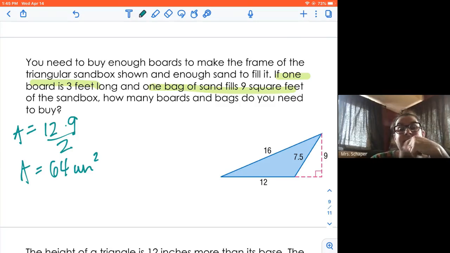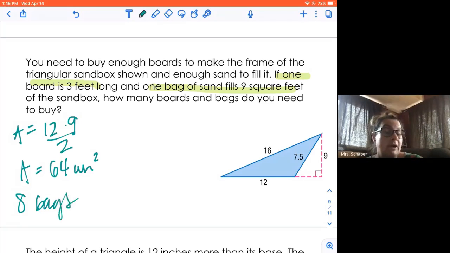Each bag fills 9 feet. So 9 goes into 64, 7 and a little bit. So I'm going to need 8 bags because 7 bags won't quite fill it. It'll be close, but it won't quite fill it.